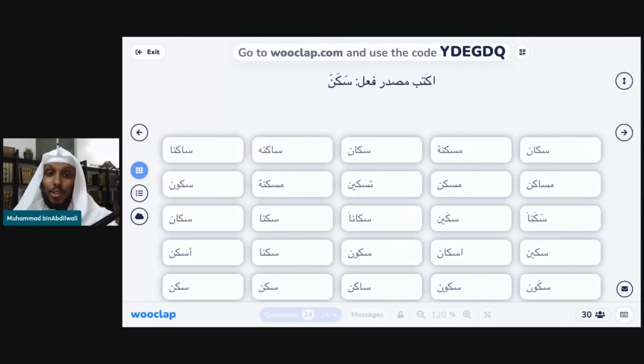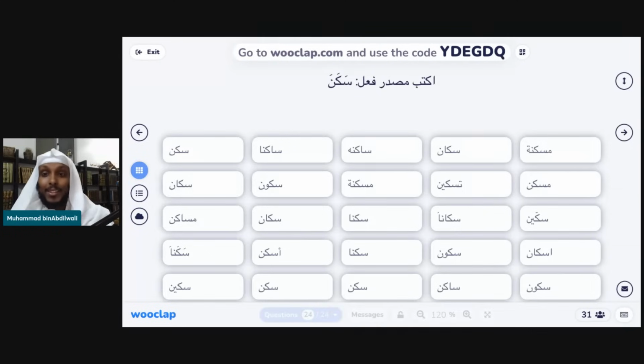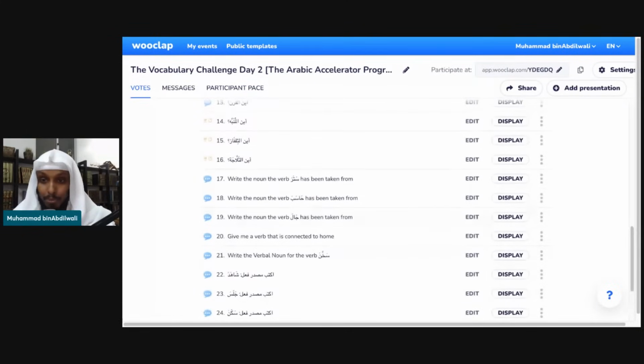السكن. Residence. The act of living somewhere, residing somewhere. أين تسكن؟ أسكن في بيت. سكن. Residing. أين, where do you reside? أسكن في بيت. Where do you live? أسكن سكنا. واضح؟ والله جعل لكم من بيوتكم سكنا. نعم. طيب. Alright, inshallah, 11 o'clock, we're going to suffice with that.